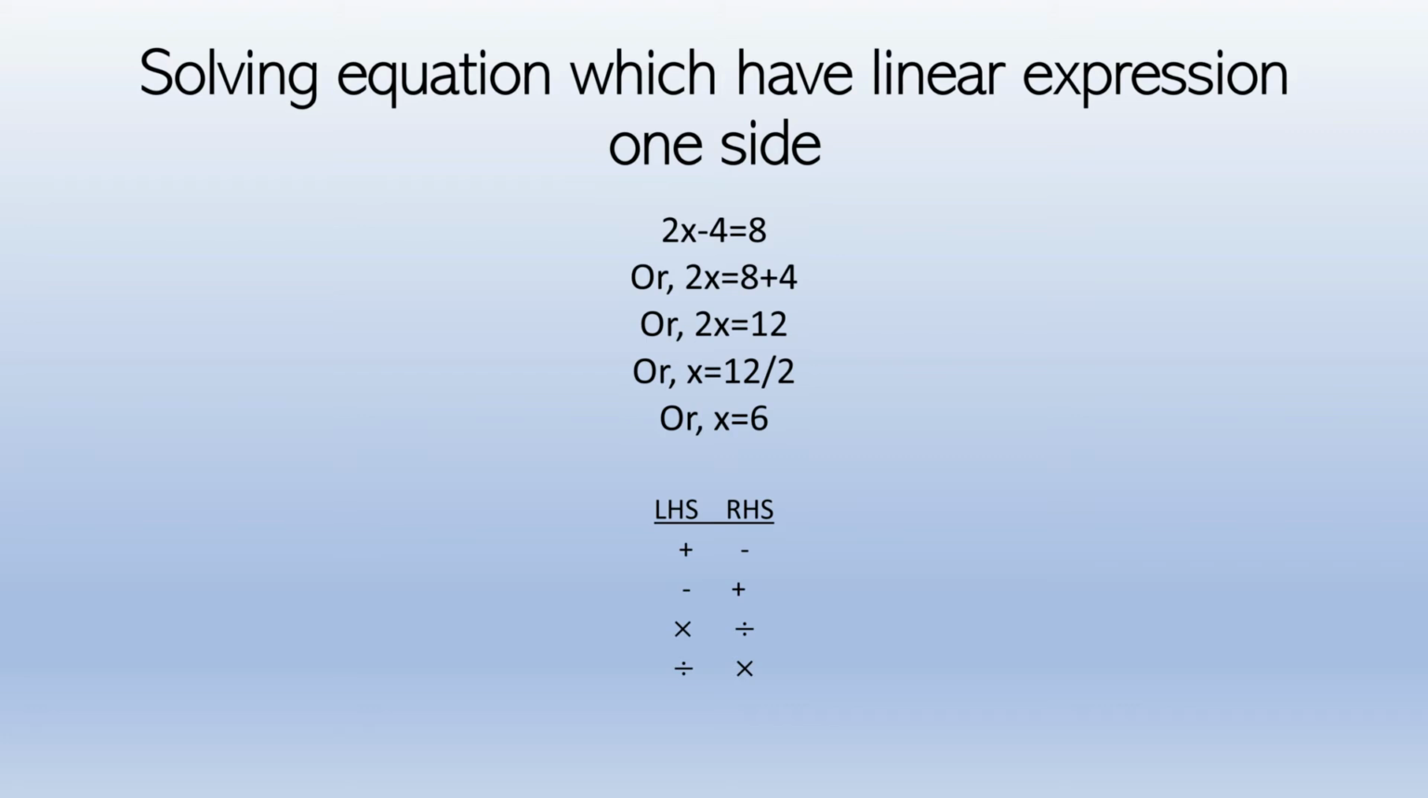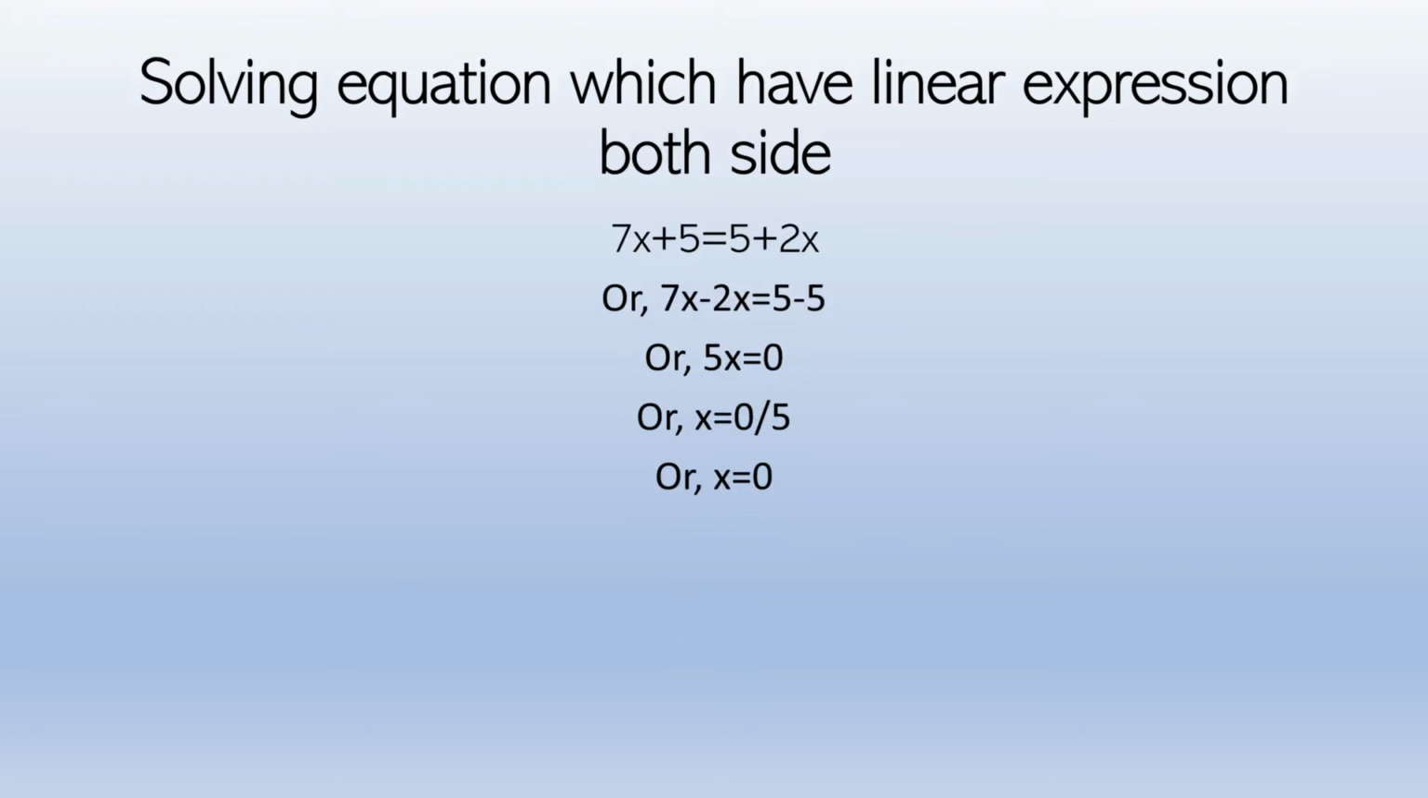Now we have to change 2 from the left hand side to the right hand side. We can see here 2 is related with x by a multiplication sign. So when we change 2 from the left hand side to the right hand side, its sign changes from multiplication to divide. So our next step is x equal to 12 by 2, which gives us x equal to 6. So the solution of the equation is x equal to 6. Hope all of you understood once again.